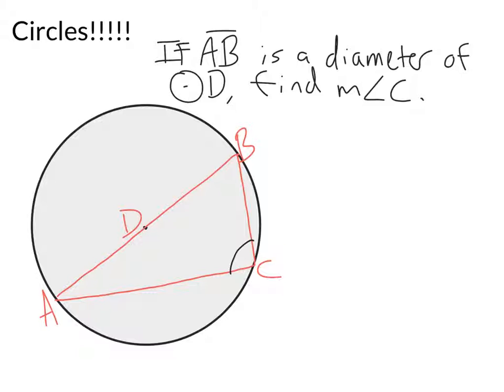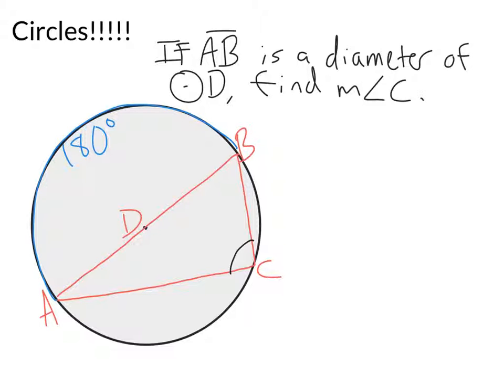Let's see. Well, if AB is a diameter, what does that mean? That means that it cuts the circle in half. So if it cuts the circle in half, what is half a circle? Meaning, how many degrees is half a circle? That'd be 180 degrees, right? So for that arc, it's 180 degrees.